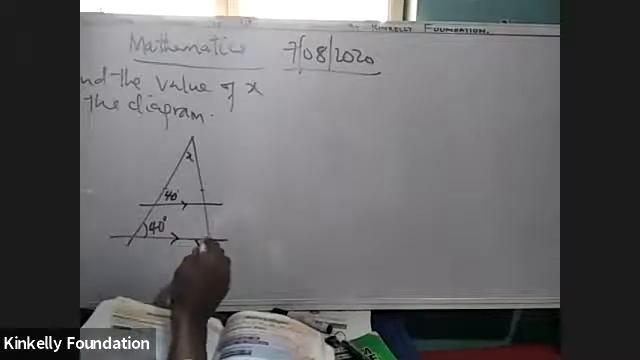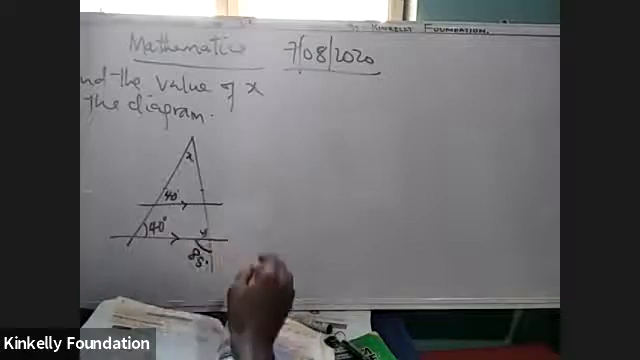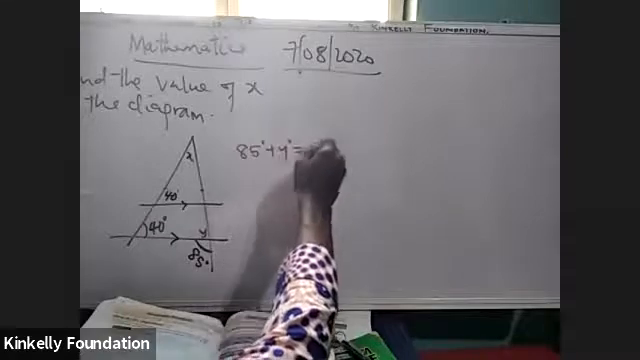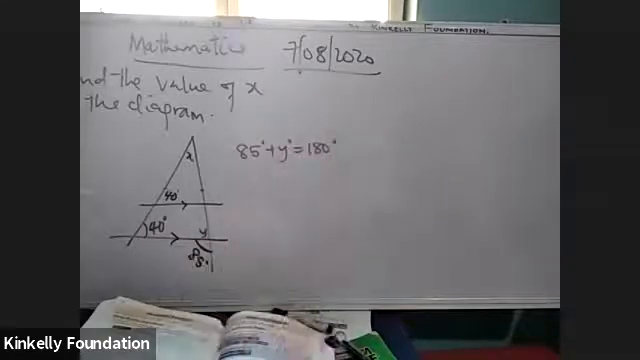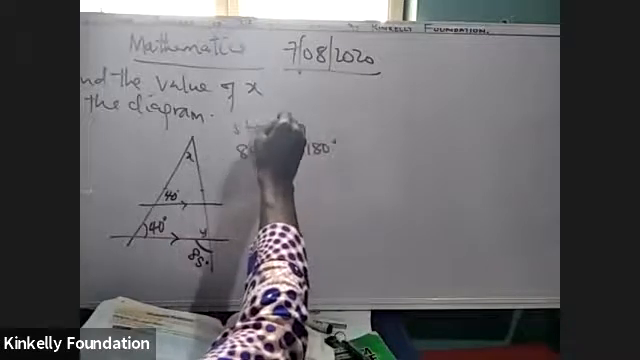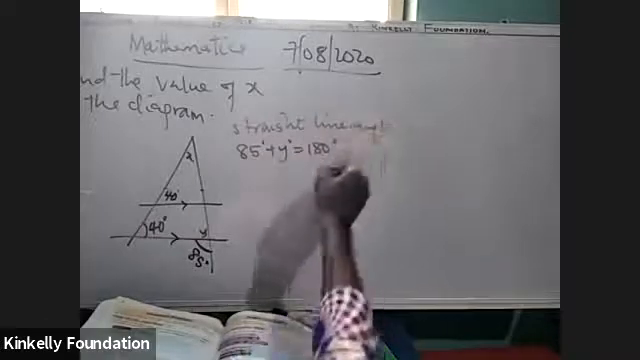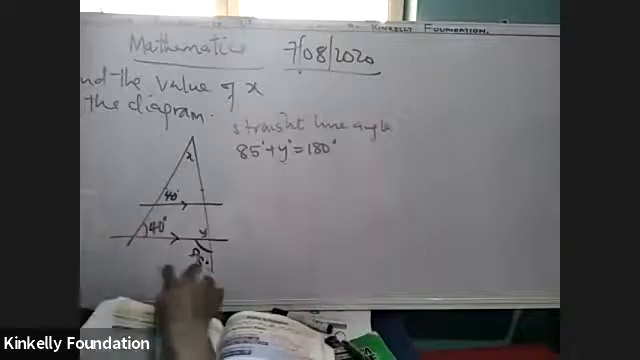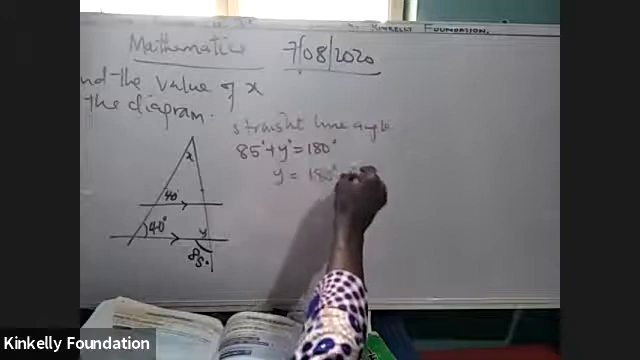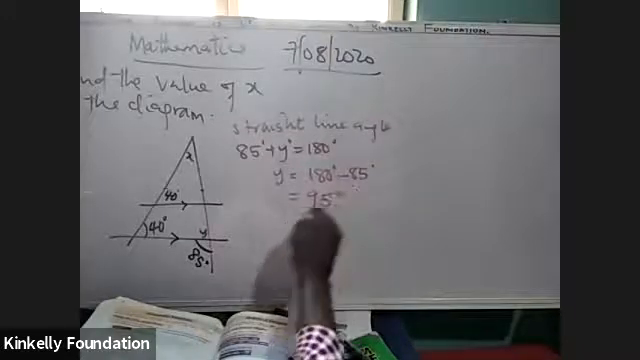And for this case, let's call this one Y. 85 degrees plus Y is equal to 180 degrees. They are angles on a straight line. That is, because it says it is what? Straight line angles. Now, in this case, we have that Y will now be 180 minus 85 to give us 95 degrees.